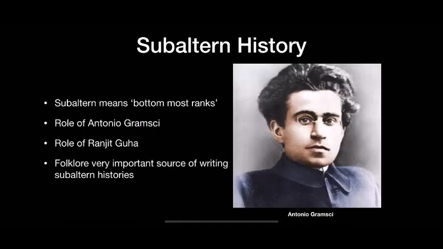Subaltern history. Subaltern means bottommost ranks. Subaltern history has roots in Marxist history. It emphasized the role of the lowest ranks in the caste system and their contribution. Role of Antonio Gramsci. He was an Italian historian, and he is very important in developing the idea that history should be written starting from the bottommost ranks of people in the society. Ranjit Guha, an Indian historian, played a major role in establishing subaltern history as an important academic school of historiography. Folklore has been considered a very important source for writing subaltern histories.